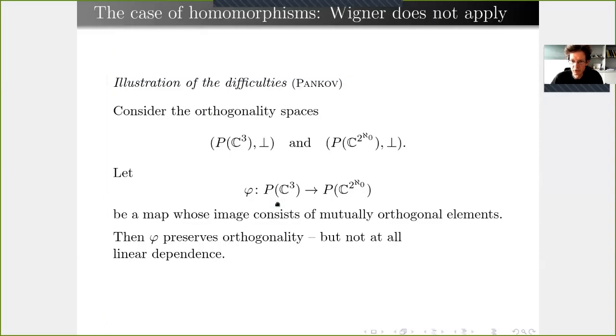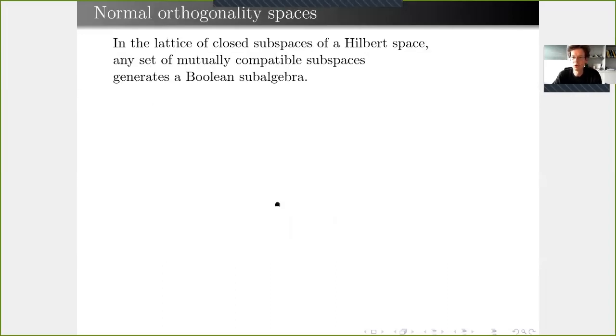On the other hand, the situation is not the same when you consider homomorphisms. In this case, Wigner certainly does not apply. To illustrate the difficulties, consider the following case. Consider the three-dimensional complex space on the one hand, and an infinite-dimensional complex space on the other hand. Then you may define some map from the projective space associated with the former to the projective space associated with the latter, such that the image consists only of mutually orthogonal elements. In this case, certainly orthogonality is preserved, but there's not even one triple of one-dimensional subspaces whose linear dependence is preserved.